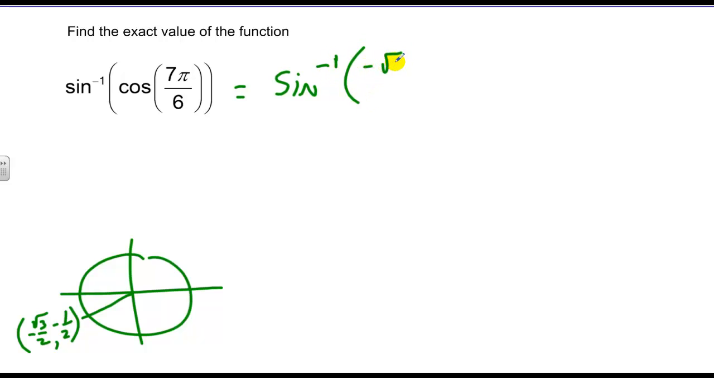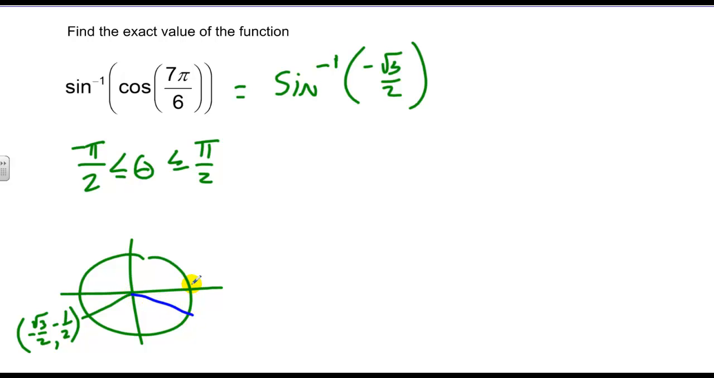of -√3 over 2. Now, the only problem I have now is that I can't state my angle as an angle in the third quadrant, because I know when I find inverse values for sine, they're between negative pi over 2 and positive pi over 2. So therefore, I'm looking for an angle, if I want a negative value, in the fourth quadrant somewhere.